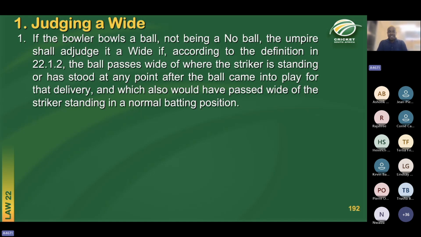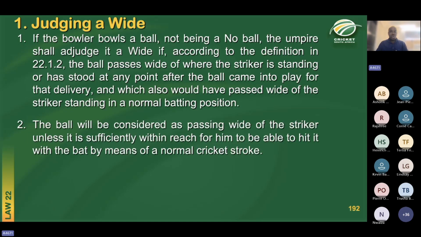Okay, so it's very vague. It doesn't really give us dimensions to work with. It just says that if a batter in his or her normal batting position cannot reach the ball by playing a normal cricket stroke, then the bowler's end umpire will judge it a wide.